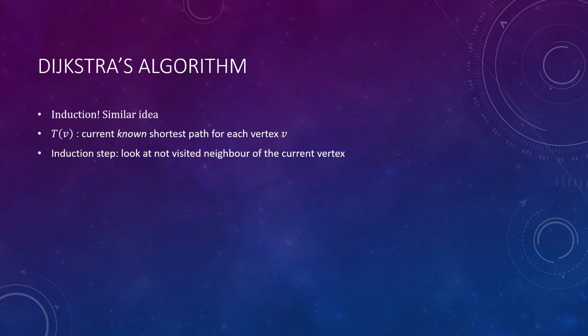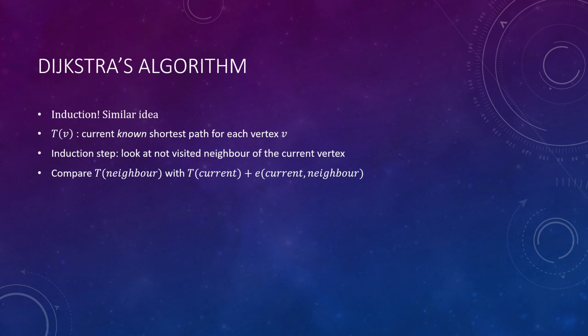And now, at the induction step, we're going to have a current vertex, and we're going to look at its not visited neighbors. By visited, I mean that any vertex that was current at some point is labeled as visited and never looked at again. So we only look at the non-visited neighbors. And the idea is the same. We try to reach the neighbor through the current vertex.